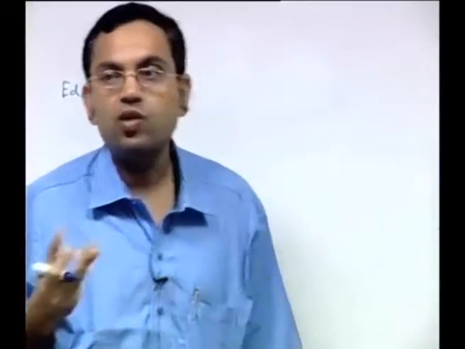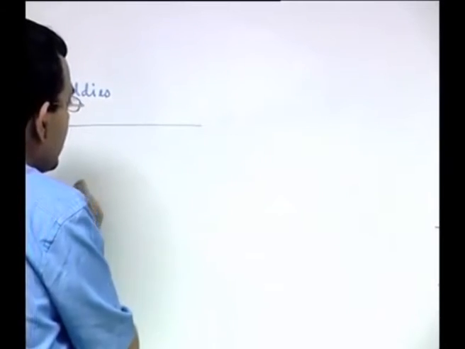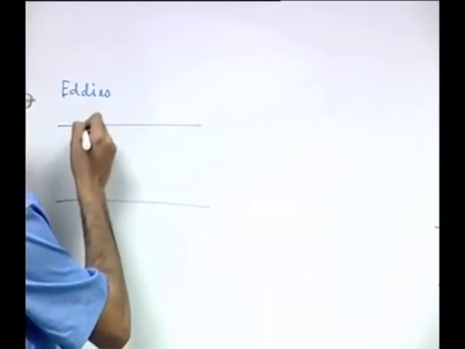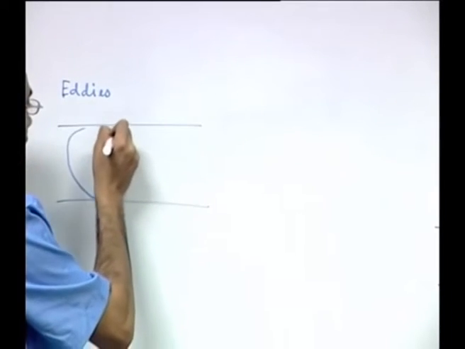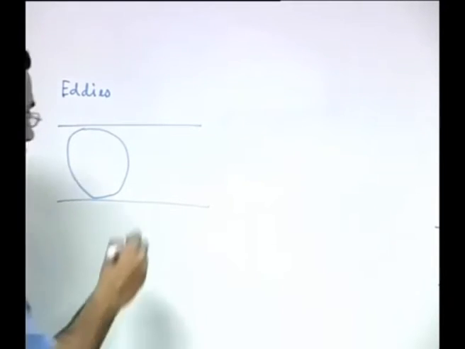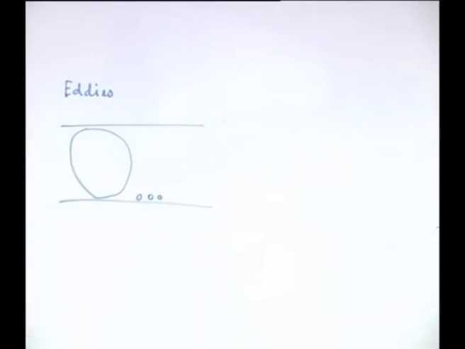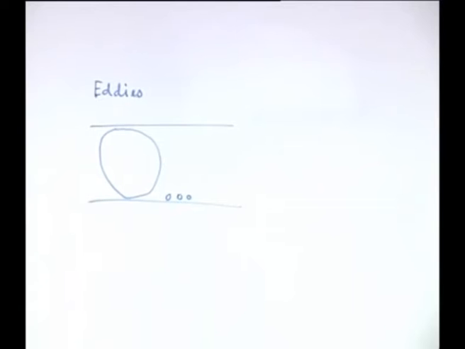So, these are essentially lumps of fluid which are rotating. Now, there are eddies of different sizes in a turbulent flow. If you consider a channel like this, you can have a large eddy, the largest eddy, which is of the system length scale, and you can have small eddies which are of molecular length scale.